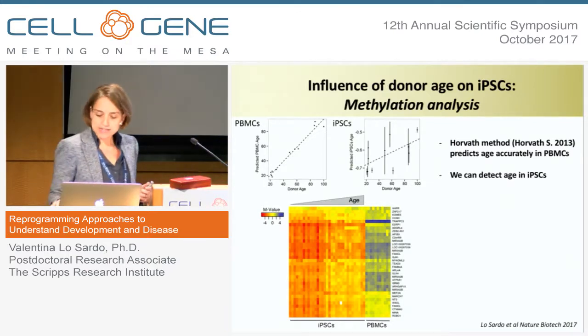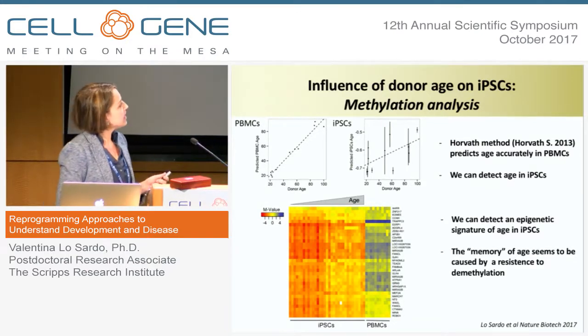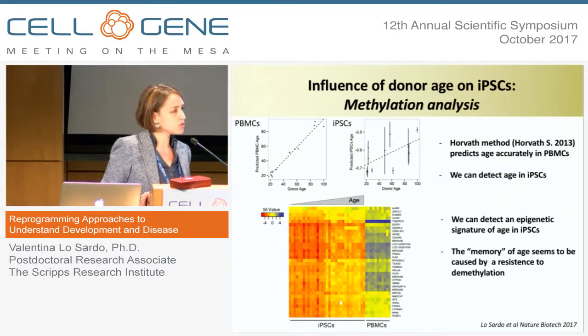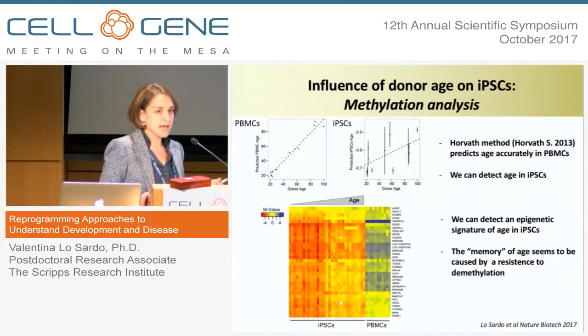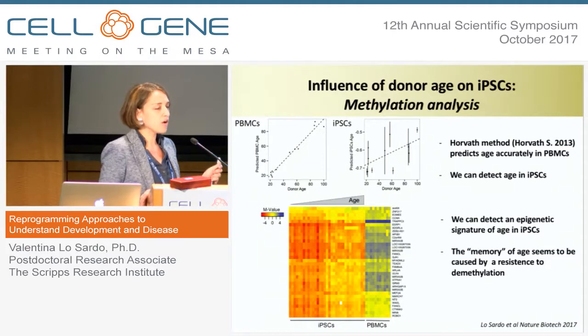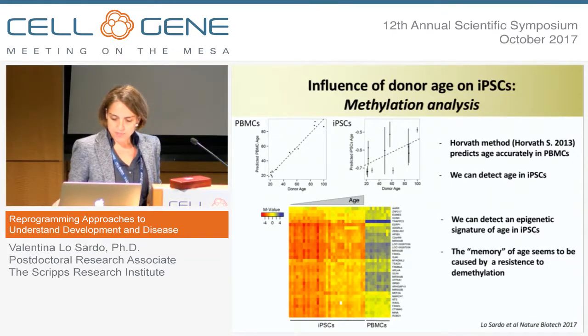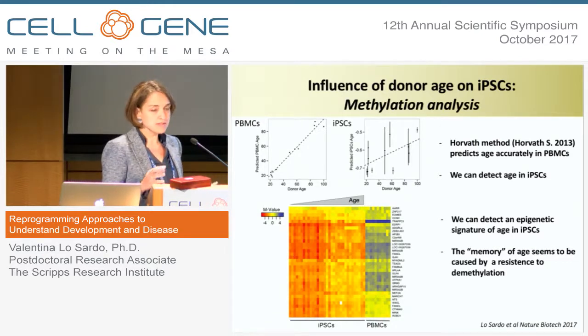So what we found is that we can see a signature of age in iPSC, and this signature, this memory of age, is due to a resistance to demethylation at some loci. So this can be erased, mostly, not totally, with passaging. If we passage the cells enough times, we can do the same methylation analysis, and we find that we can almost erase completely this resistance to demethylation. So methylation can be fixed in some way.